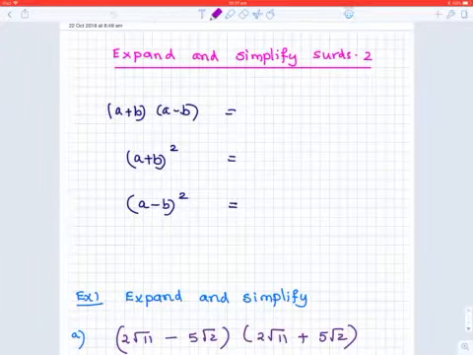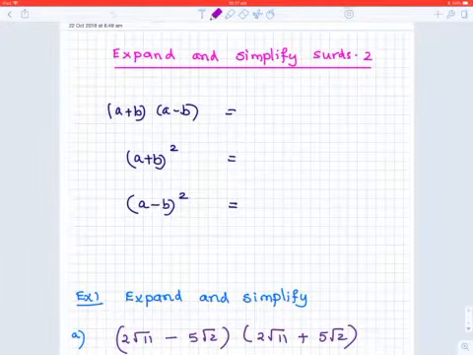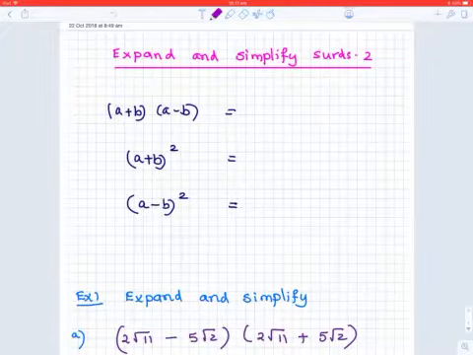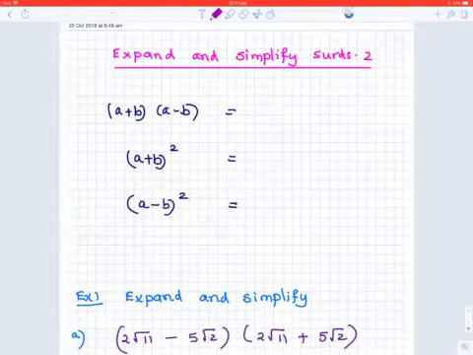Hello and welcome. Today we are going to expand and simplify surds using the following formula.